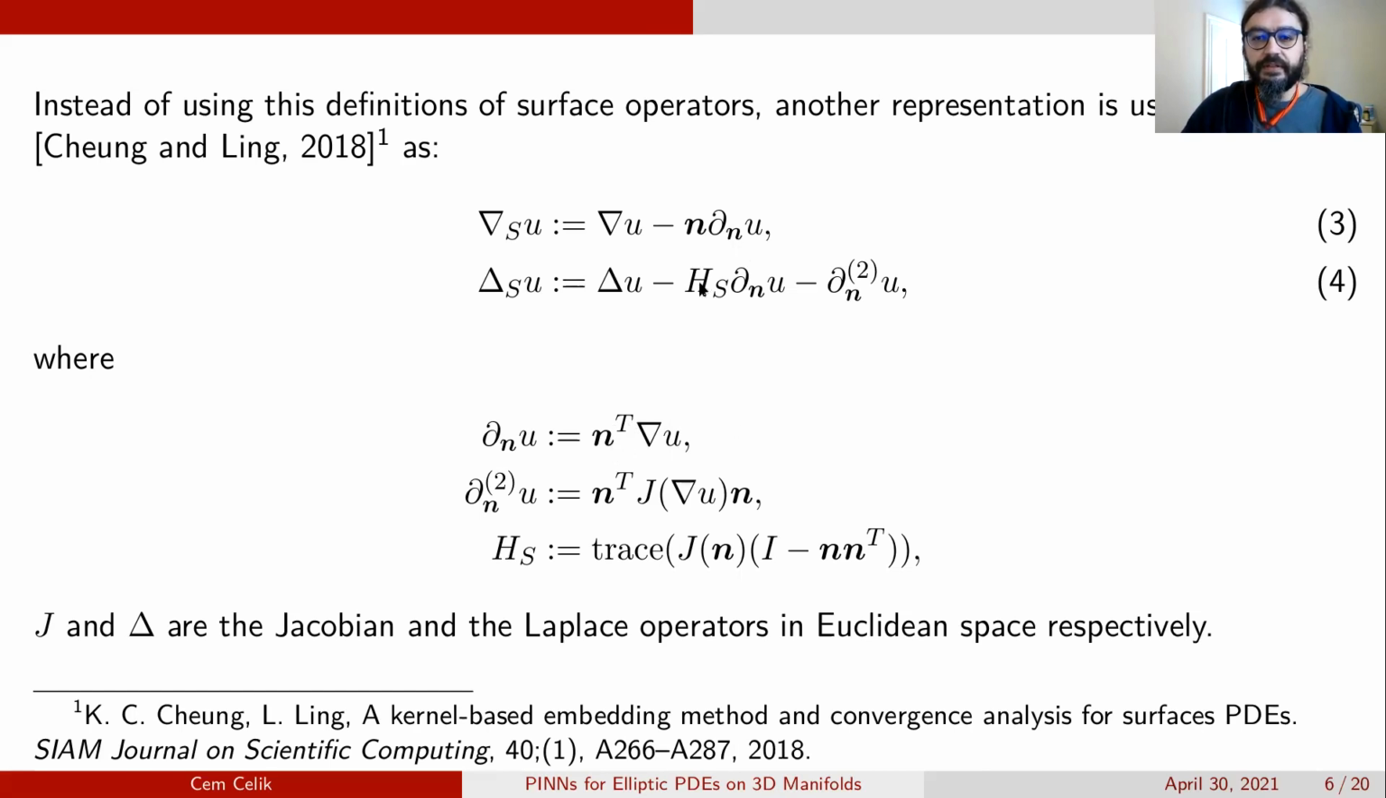In the second term here, HS is the trace of a matrix, which is a multiplication of two matrices. Here we have the Jacobian of the normal vector, and this matrix is the same matrix as we have in the definition of the surface gradient.